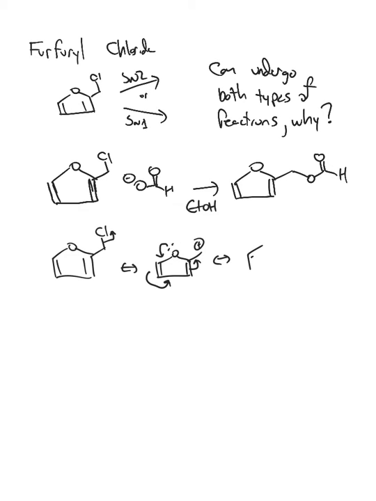And one resonance structure we can draw is this right here. And then once we're there, the formate ion can add to that, sending the electrons back through to form our product.